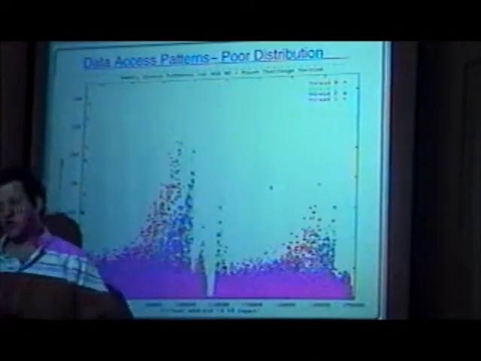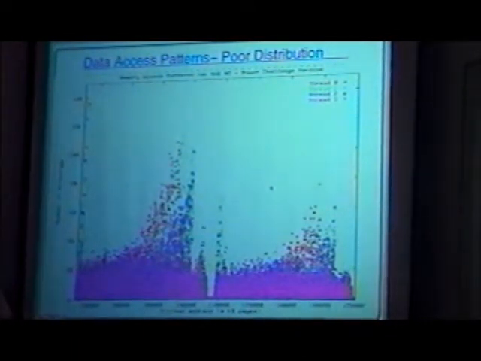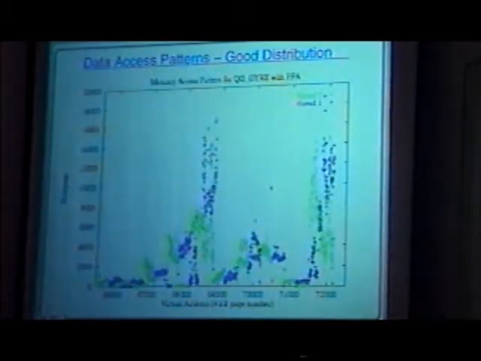Now this display shows poor distribution. Why is that? What makes this look like a poor distribution? Let's look at a good distribution. So here's a different program, but this is marked as good distribution. So what's the general difference you see between the two?